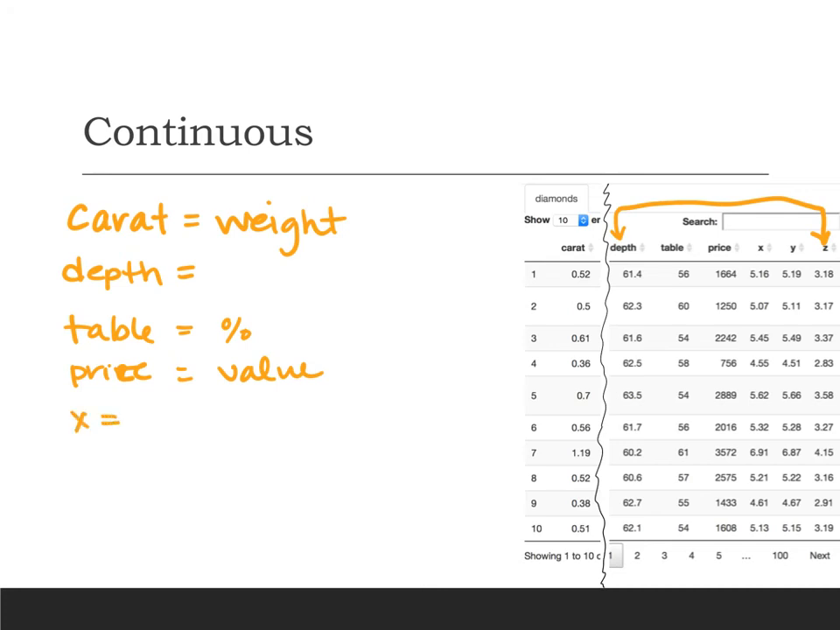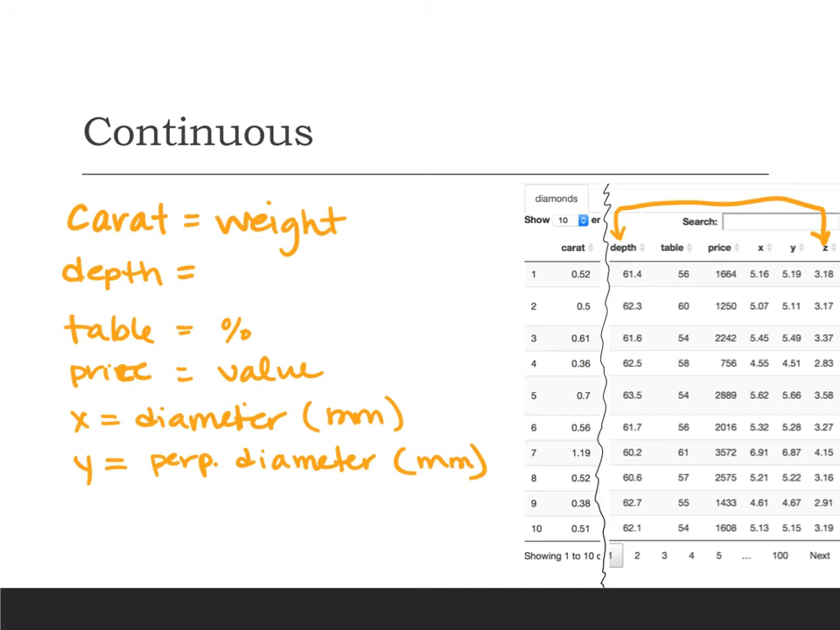X is the diameter. And that measurement, by the way, is in millimeters. Y is the perpendicular diameter, also in millimeters. And then Z is the height in millimeters, which could also be called the depth of the diamond.